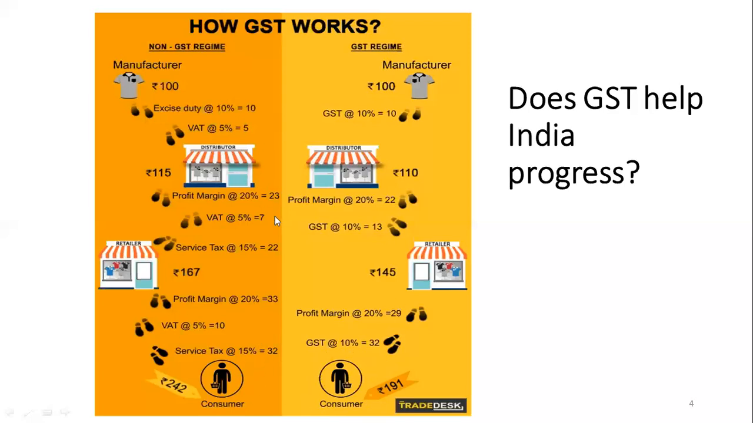From this scenario, we can easily see who is getting more advantage, the consumer. We people are giving less money to get the product. Previously, we were giving almost 150% of the manufactured cost of any product. So this is how GST is helping not only individual customers but also different business bodies.